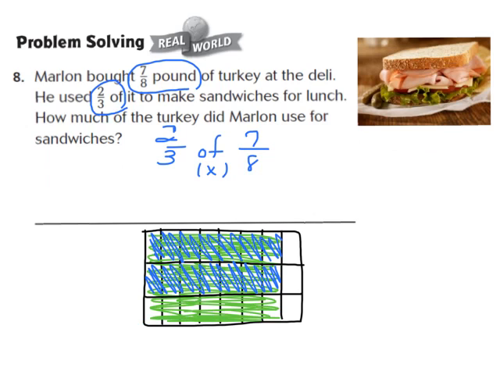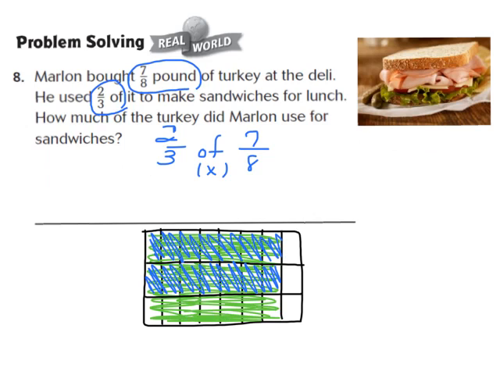Now, here's what your model will look like when you shaded in 2/3 of the 7/8 that we've already shaded. So once again, we divided that into 1, 2, 3 equal rows because 3 is our denominator, and we've shaded in 2/3 of the 7/8. So here's 1, 2 of those thirds of the 7/8 we'd already shaded in.